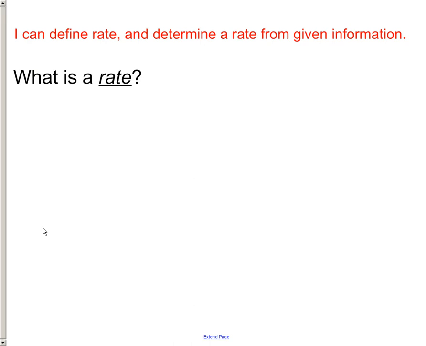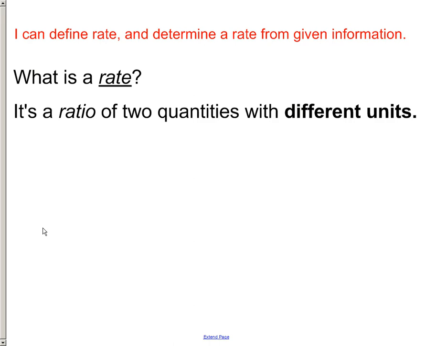So with this lesson, we need to take a look at what is a rate, and it's pretty simple. It's a ratio, but we're going to slap some units on those numbers. We're going to tell you what those numbers represent, and here's the catch: the units can't be the same.